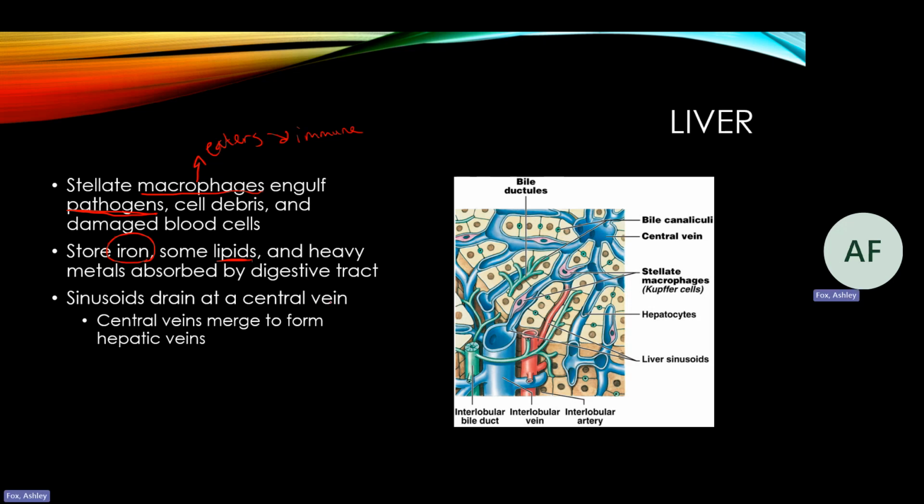All these sinusoids are going to drain towards the central vein. And then the central veins come together and form hepatic veins, which then go to the inferior vena cava.